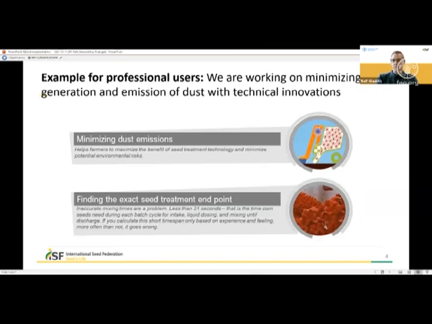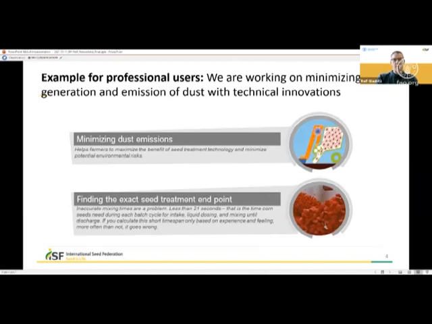The upper one is minimizing dust emissions. This is a technology which is put on the sower, which helps to avoid or reduce the dust emission of the chemical or biological product to evaporate in the air. So you see here, this is somehow in-field stewardship, you could say. And this is somewhat the deflector technology.